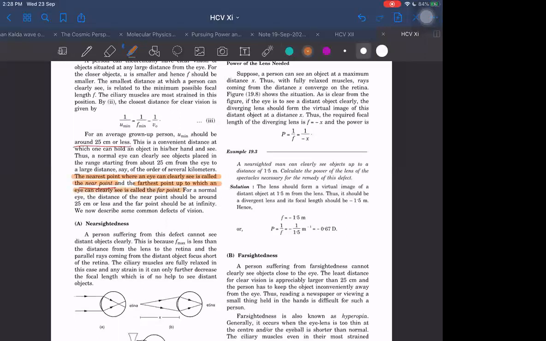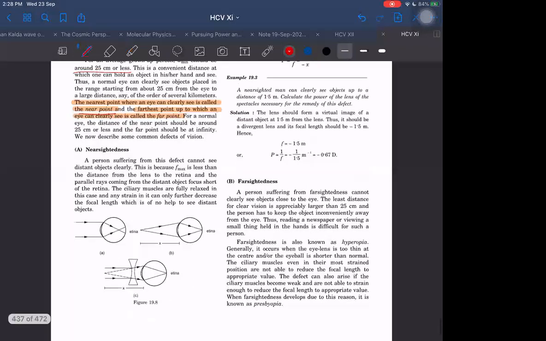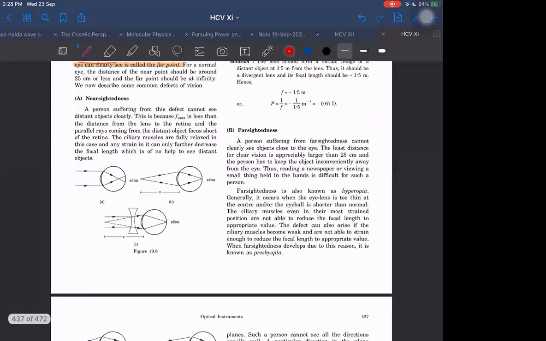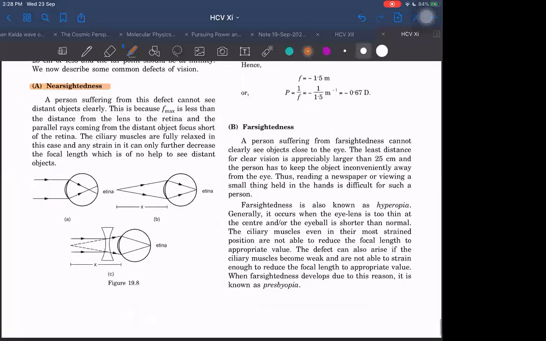What is the far point for a normal person who has no eye defect? Infinity. What is the near point of a normal person who has no eye defect? 25 centimeter. Okay, right. Now, defects of vision. Nearsightedness, as the name suggests. Nearsightedness, myopia, or short-sightedness, another name, or third name, myopia.